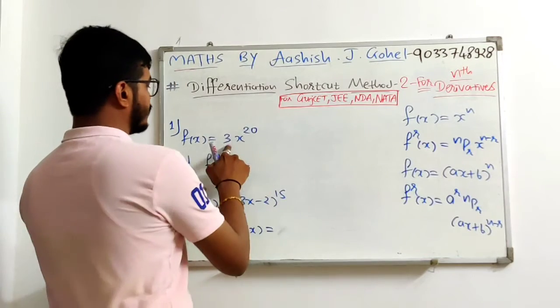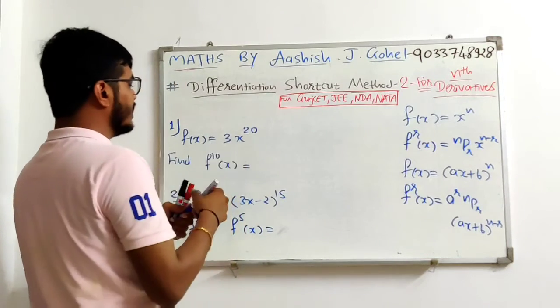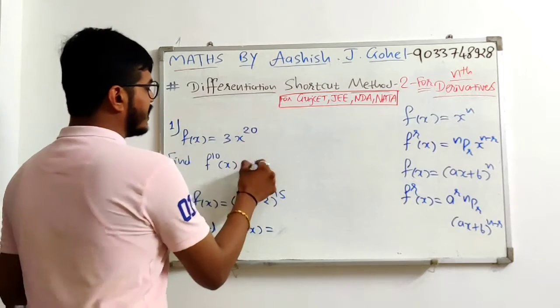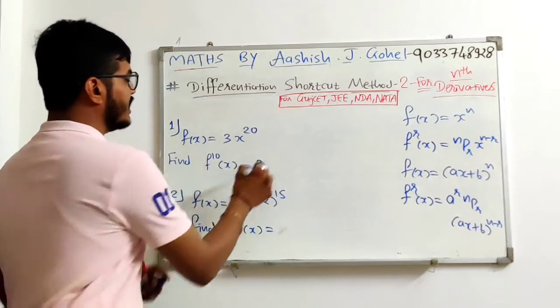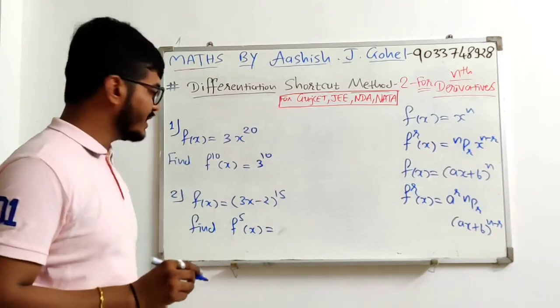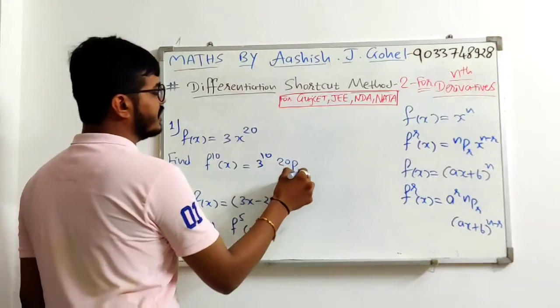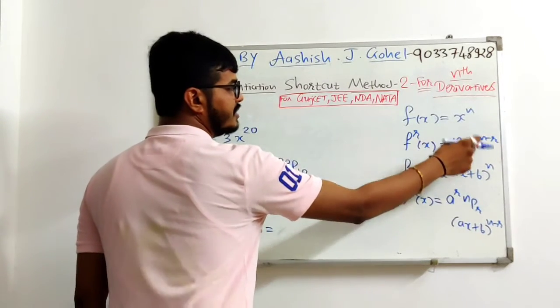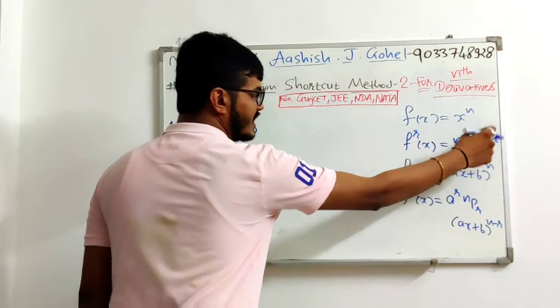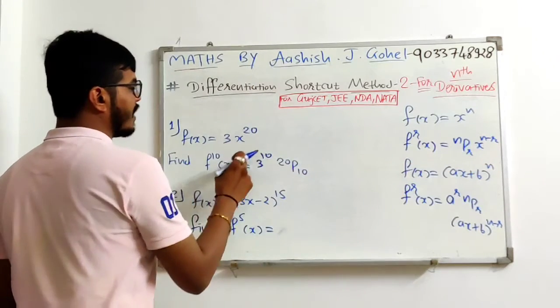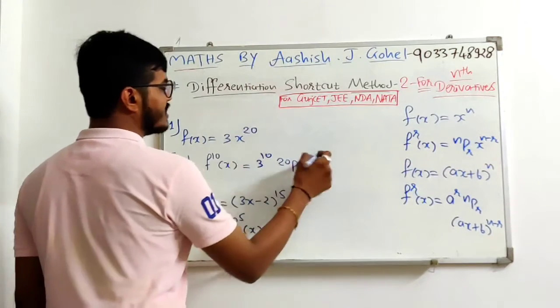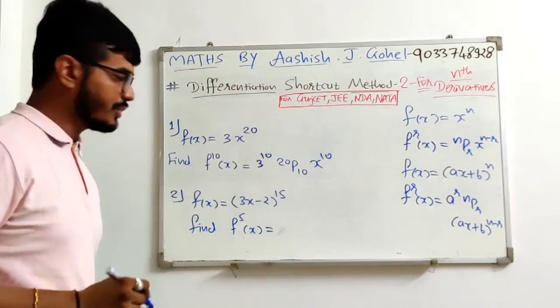Here if you observe, this coefficient is there, okay? So this coefficient is 3. So 3 raised to 10, okay? Then 20 permutation 10 according to this formula. Now next is x raised to n minus r. So x raised to 20 minus 10, that is 10, okay?